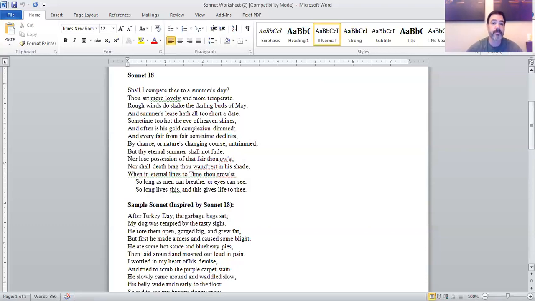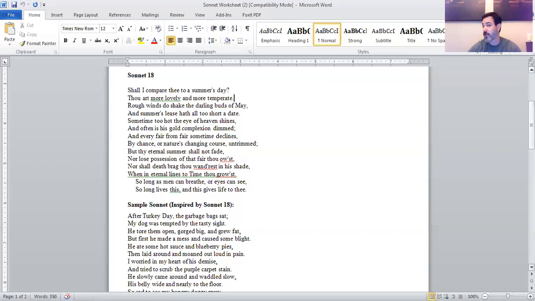Well, that's good. "Nor lose possession of that fair thou owest." You are not going to lose possession of the beauty that thou owest, that belongs to you, that you own. You're not going to lose it. These are good things. "Nor shall death brag thou wanderest in his shade." Well, in this case, death is personified as a person, and he's saying death will never be able to brag that death has got you. Death cannot say, haha, you're dead, I got you. You're never going to die.